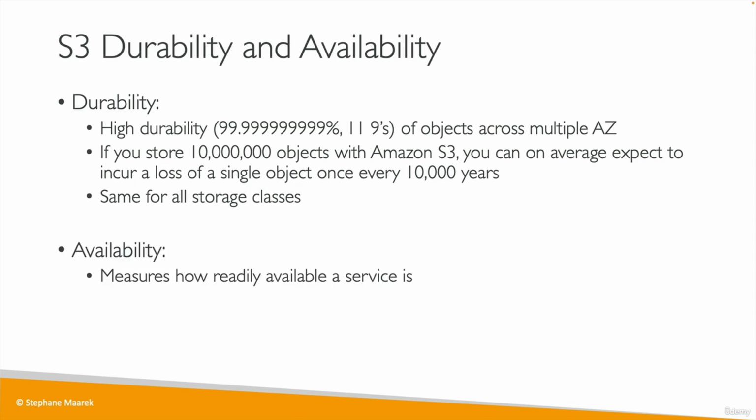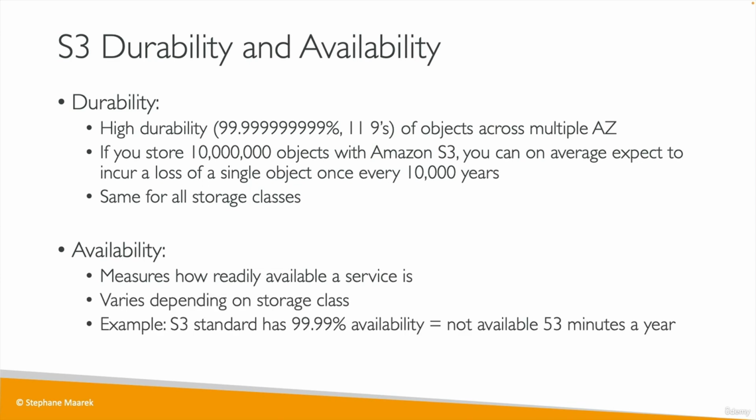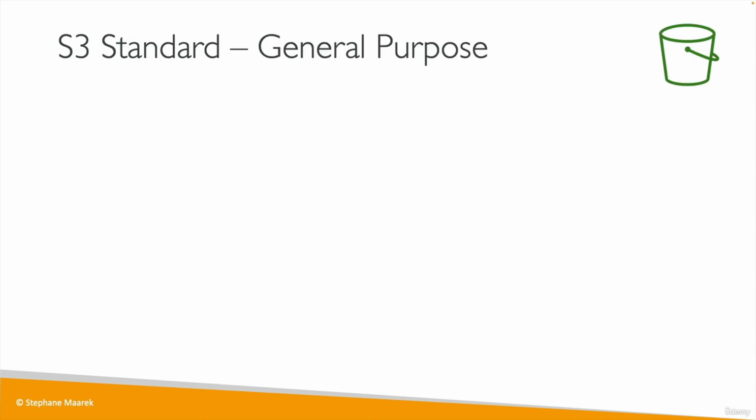Availability represents how readily available a service is. And so this depends on the storage class. For example, S3 Standard has 99.99% availability. That means that about 53 minutes a year, the service is not going to be available. That means that you will get some errors when you deal with the service. So you need to take that into account when you develop your applications.